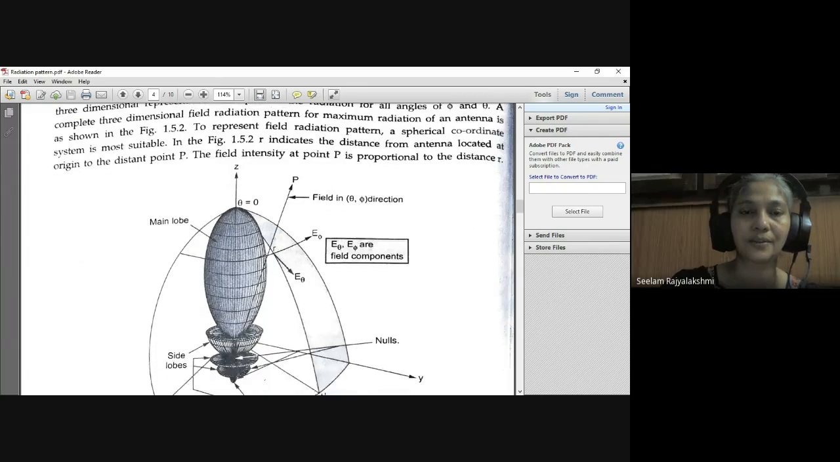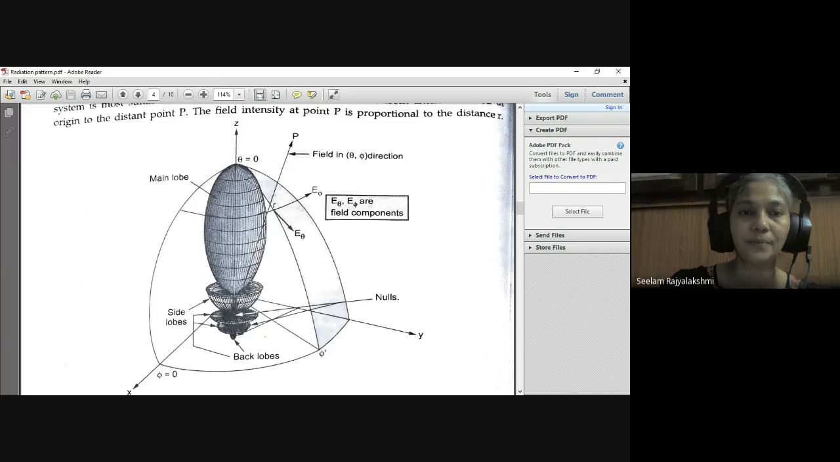Here we can observe the main lobe, and the back lobes, which are opposite to the main lobe, and these are the side lobes, and these are nulls. In the case of the main lobe, the radiation can be propagated more effectively. But in the case of nulls or back lobes, the radiation propagated is almost negligible.